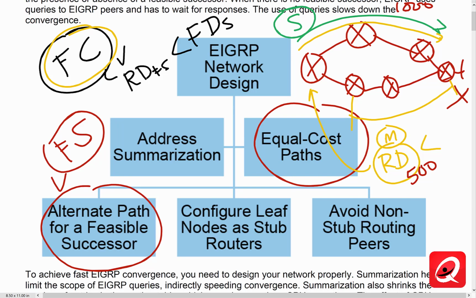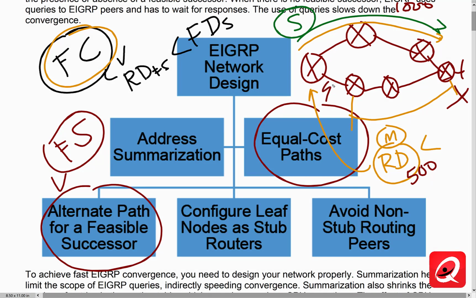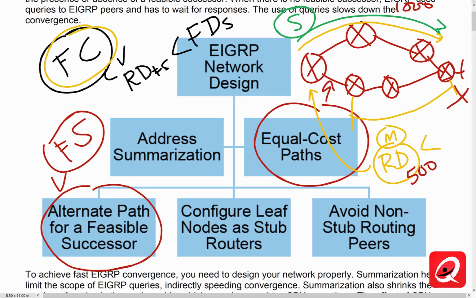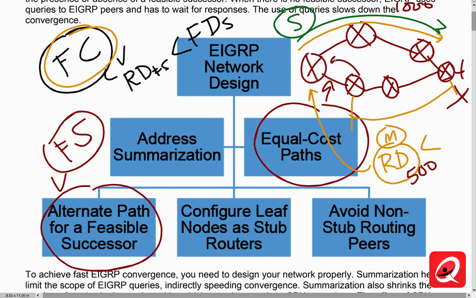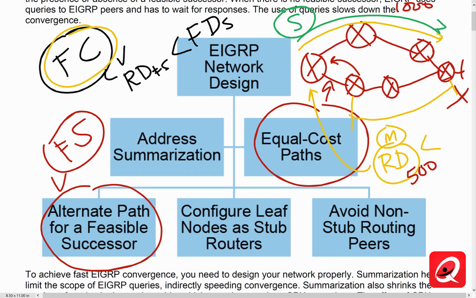Now, some people might say, well, wait a minute. If the reported distance is 500 and the top path is 1,000, why didn't I just use the bottom path as my primary path? Well, you have to consider there's still the cost of this link as well that gets added to the reported distance. It's called reported distance because it's the distance that the neighbor reports to its peer, which is the neighbor's successor.